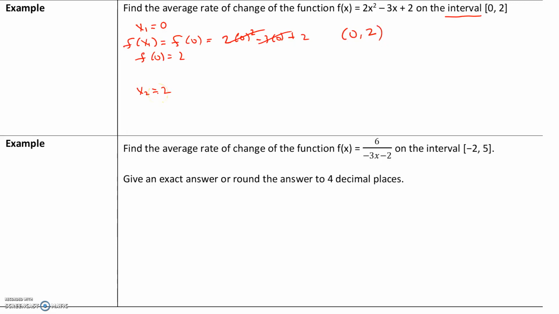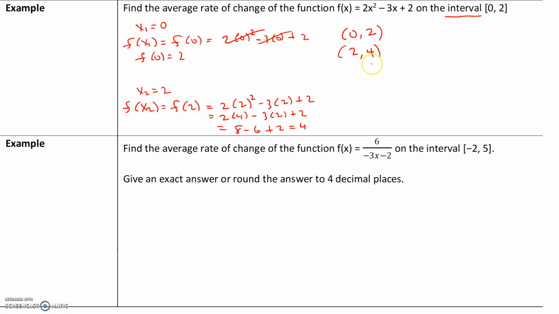Next, let's take x2 equal to 2, so let's find the corresponding output, f of x2. This is equal to f of 2. So we want to find the value of the function when x equals 2. So we have 2 times 2 squared minus 3 times 2 plus 2. So this is 2 times 4 minus 3 times 2 plus 2. This is 8 minus 6, which is 2, and 2 plus 2 is 4. So our second ordered pair is, your input is 2, and the output is 4.